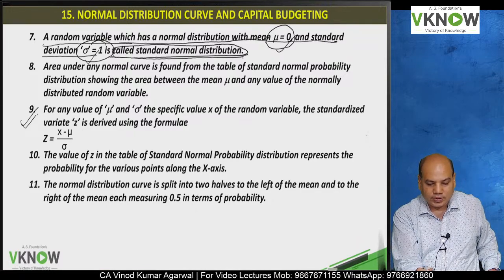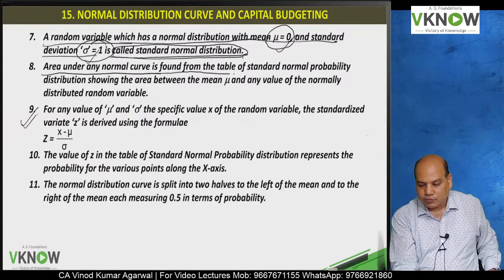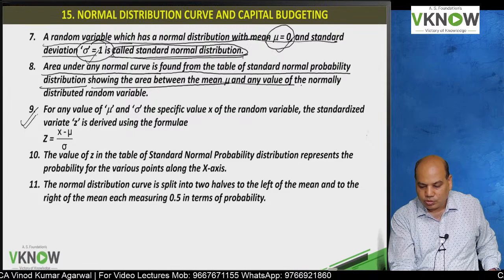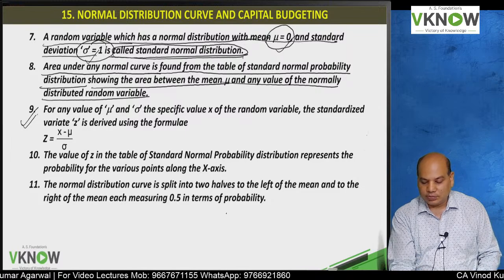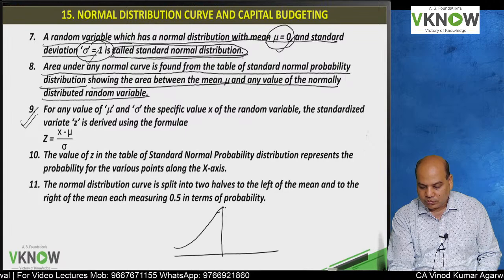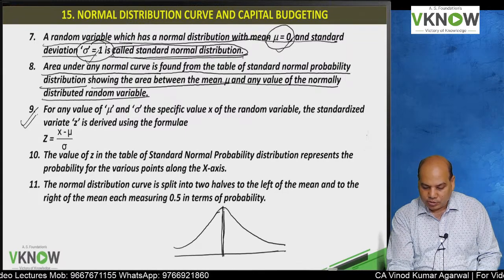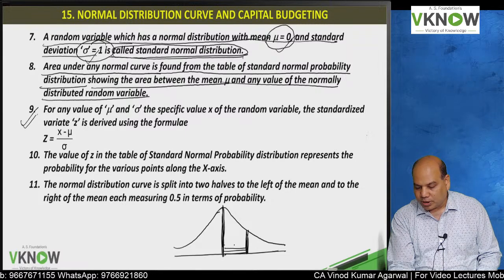Before that, point 8, area under any normal curve is found from the table of standard normal probability distribution, showing the area between mean mu and any value of the normally distributed random variable. You have seen one normal distribution table. For those students who have the book, you will find it at the end of the book. And suppose I want to know what is the probability.